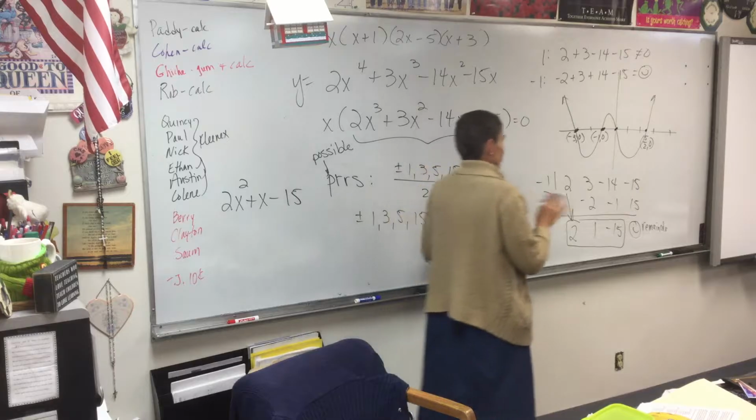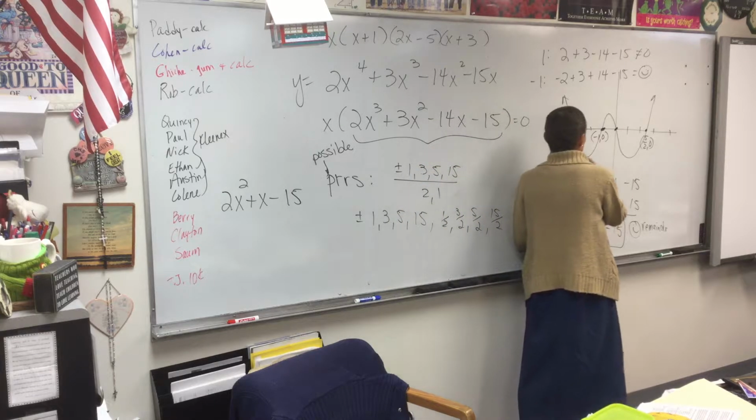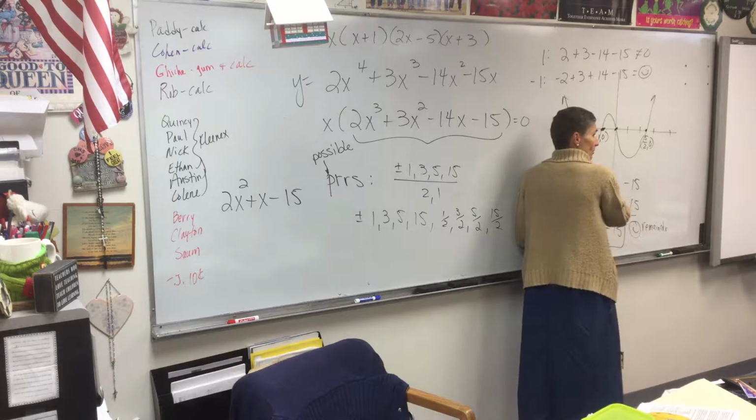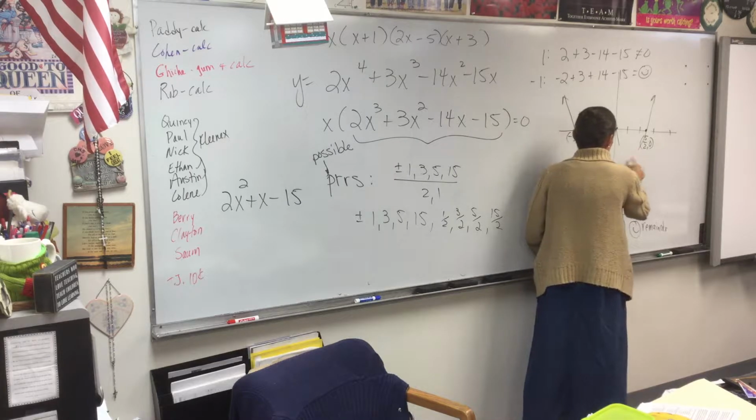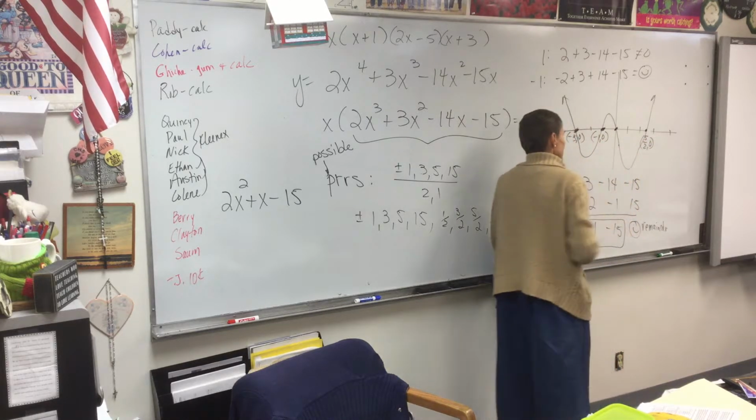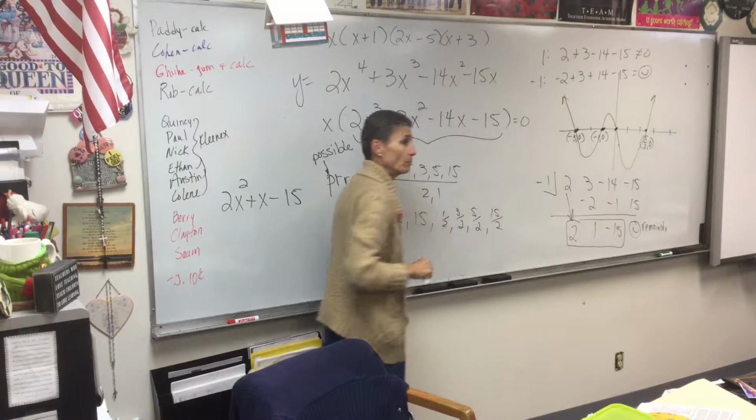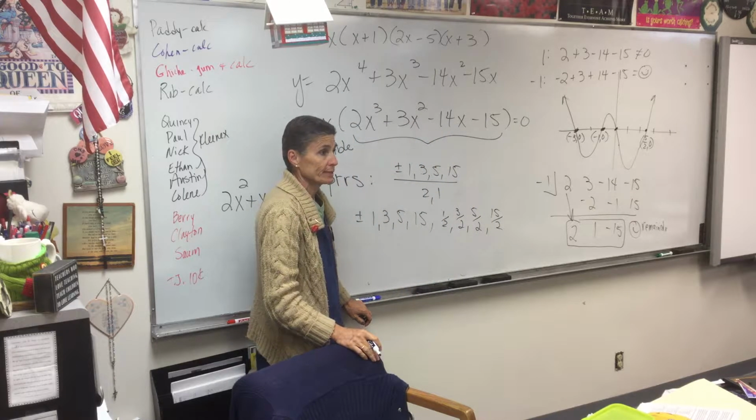Now, I've drawn it kind of nice. We don't know how far down these go. They probably don't go down the same amount. One of them's probably longer than the other one, but that's irrelevant. You want that W shape, you're good to go.